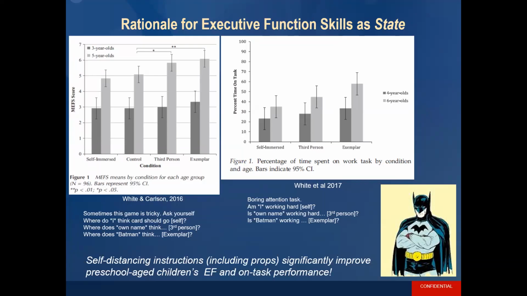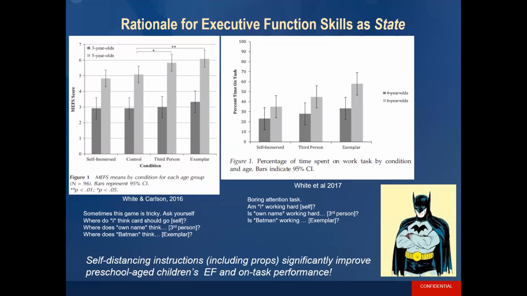So what's called the self-immersed condition tells kids, hey, you're about to play a game and it's pretty tricky or confusing. When you're doing this, I want you to ask yourself, where do I think this card should go in the card sorting task? Or am I working hard? So I'm referencing myself. A different group of kids are going to get the instruction that says, this is a tricky task. I want you to ask yourself, where do I think Mike should put the card? How hard is Mike working? So I'm referring to myself in the third person. And the idea is that they're creating some psychological distance.